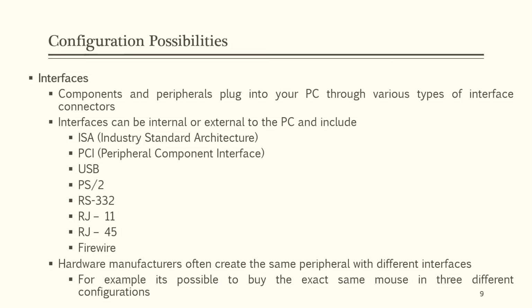Then RJ11 and RJ45 connectors, these are network connectors. Then Firewire, this is a cable used to transfer information between digital devices. Hardware manufacturers often create the same peripheral with different interfaces. For example, it is possible to buy the exact same mouse in 3 different configurations.